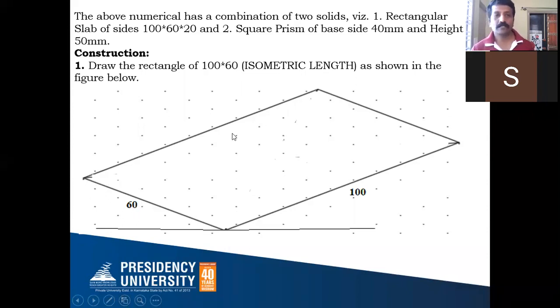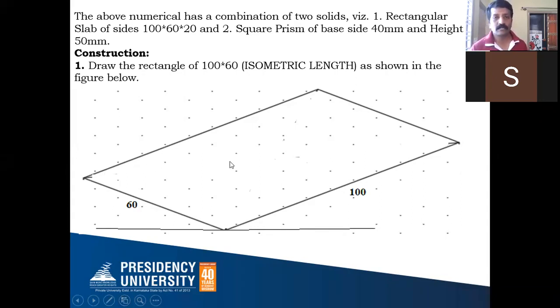After this, I'll draw a 30-degree parallel line in this direction. Wherever these intersect, the base of your rectangular slab is ready. What is the height of your rectangular slab which is given? It is 20 millimeter. So after this, what you have to do is draw a vertical line from all the 4 points, equal to the isometric length of 20 millimeter.